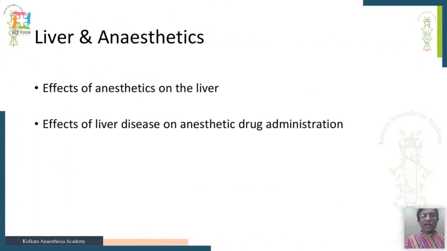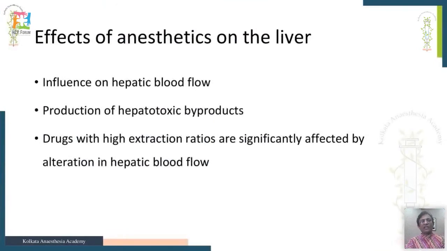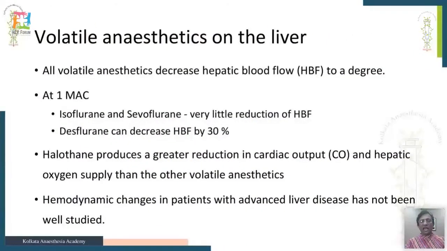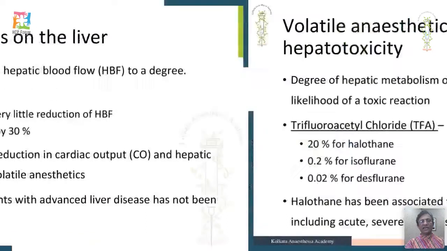Liver and the anesthetics: what does the liver do to the drugs and what do the drugs do to the liver? Anesthetics on the liver, it's essentially about hepatic blood flow and toxins. Just about volatile anesthetics, they decrease the hepatic blood flow, most of them. At 1 MAC, isoflurane and sevoflurane have very little reduction, whereas desflurane reduces it more, by around 30%. Halothane produces a greater reduction in cardiac output and hepatic oxygen supply than any other volatile anesthetic agent.